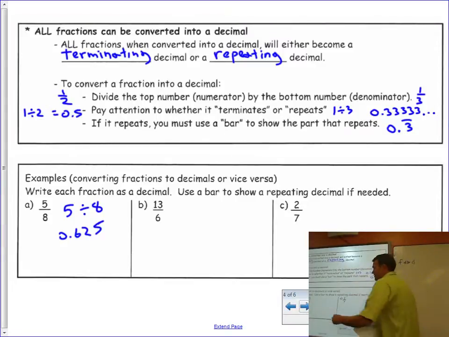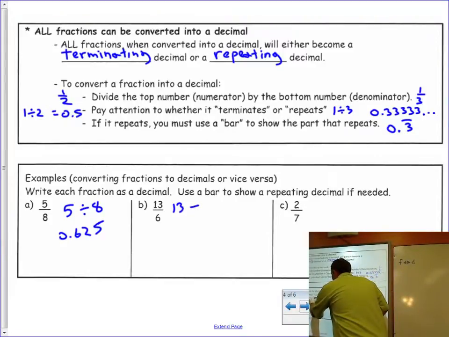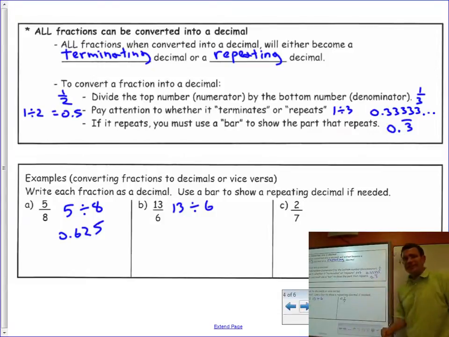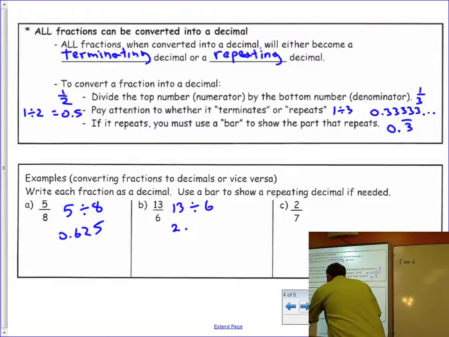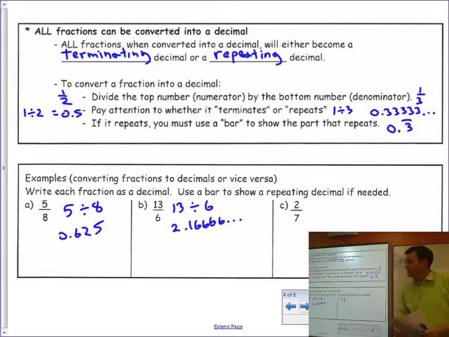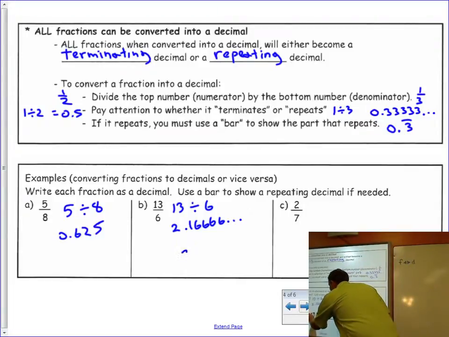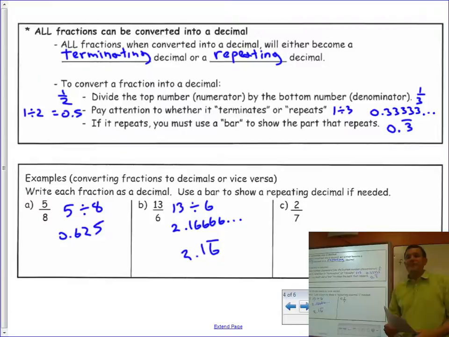13/6. That's going to be 13 divided by 6. If I type that into my calculator, I'm going to get 2.1666. And the 6 seems to repeat. So I'm going to rewrite that with a bar, 2.16, with only the 6 having a bar over it.